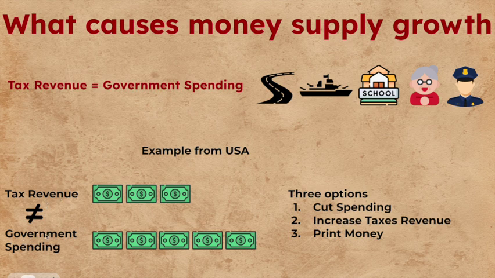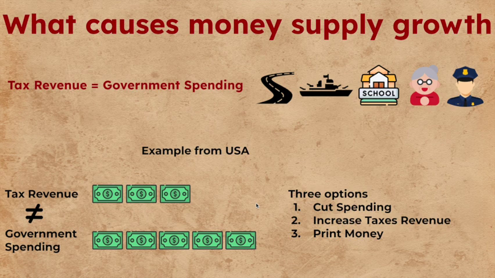And so, I exchanged these gold coins for dollars, and you can see, they have three options, just like the Romans did. They can cut spending, they can increase their taxes, they could get more dollars in the taxes, or they have that third option, right? They can print the money.